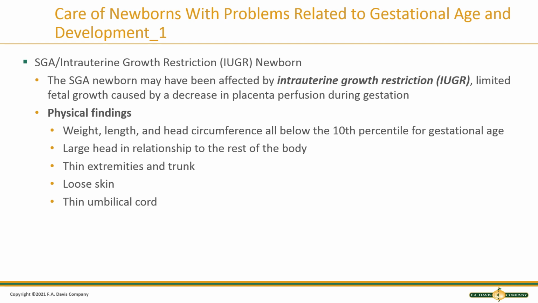Now, some SGA babies have a large head in relationship to the rest of the body. Their extremities and trunk are thin. They have loose skin and they have a thin umbilical cord. A lot of times SGA is diagnosed during pregnancy when the baby is still in utero, when they get routine measurements at their routine appointments, or they measure the fundal height and they determine that this baby is not growing appropriately and they are suspicious that this baby might be an SGA baby at birth.